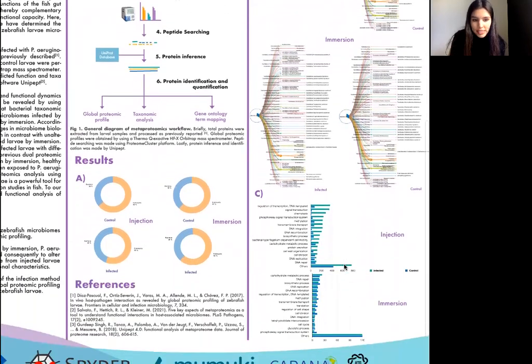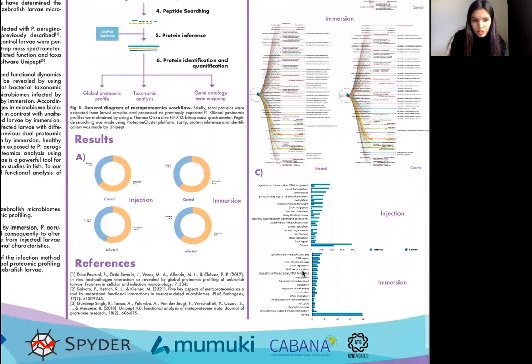Here, we can see there are no major changes in the peptides found in the control and in the infection by immersion samples. Whereas in the case of infection by injection, there are substantial changes in the peptides found in comparison with the control samples. Therefore, a functional change in the microbiome is observed when larvae are infected by injection with Pseudomonas.